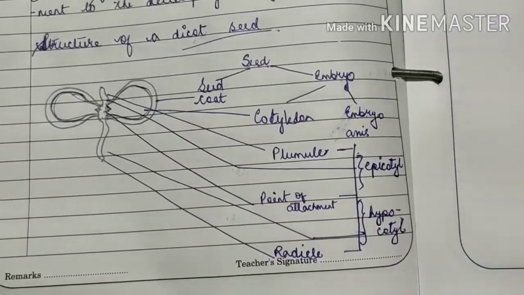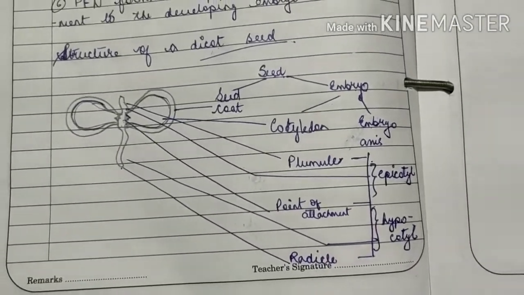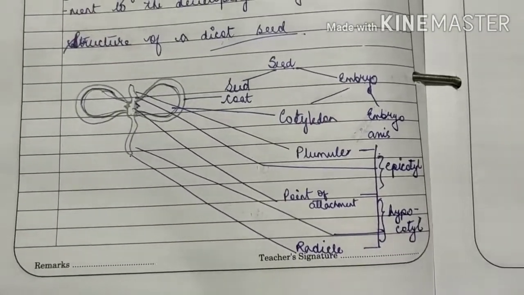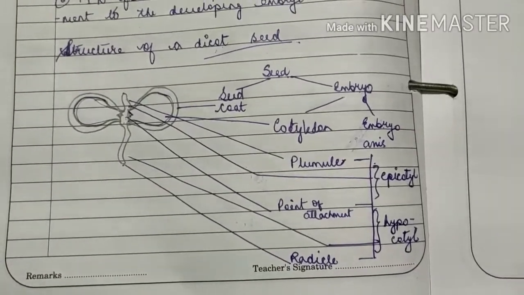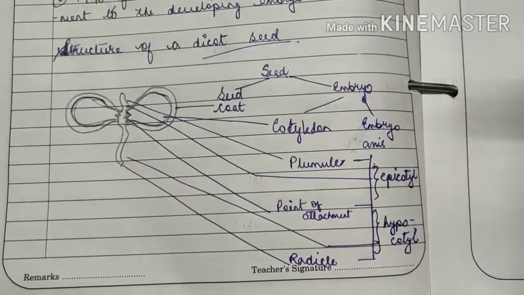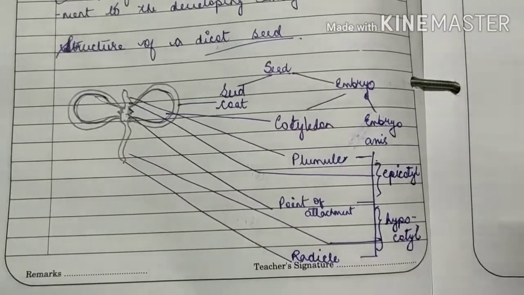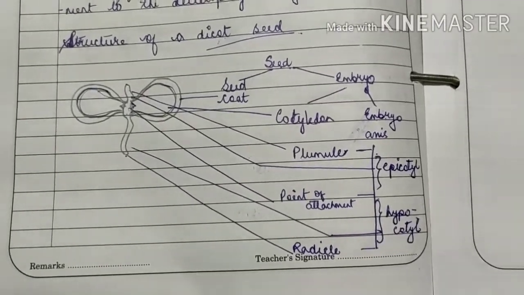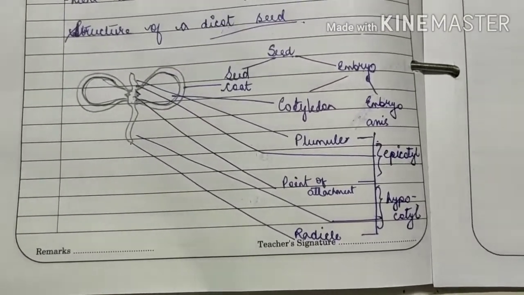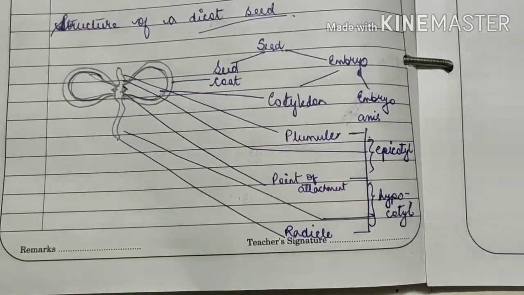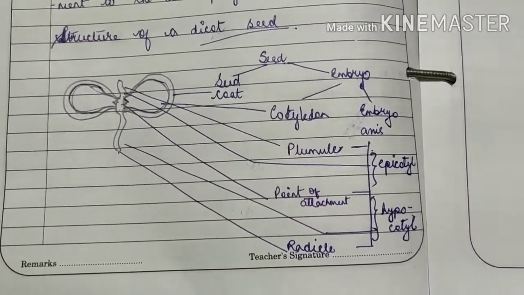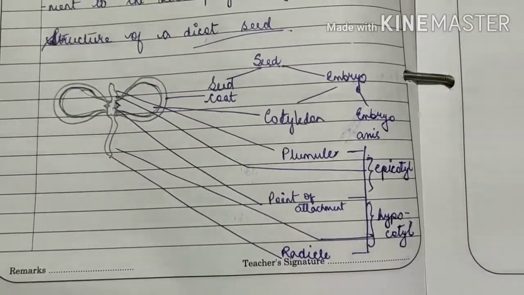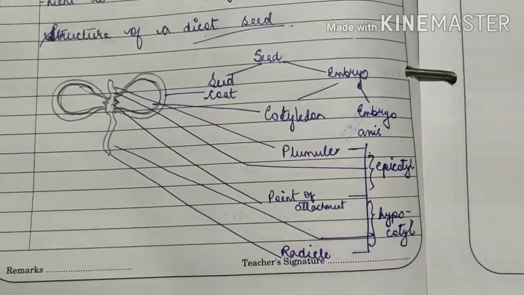You can try on your own also at home. You take some seeds, soak them in water for 1 day, take them out, and let them germinate. Let the things come out, and you can see the parts. Then some of the seeds you sow in soil, and you will see that the first two seed leaves of the plant are these two cotyledons.